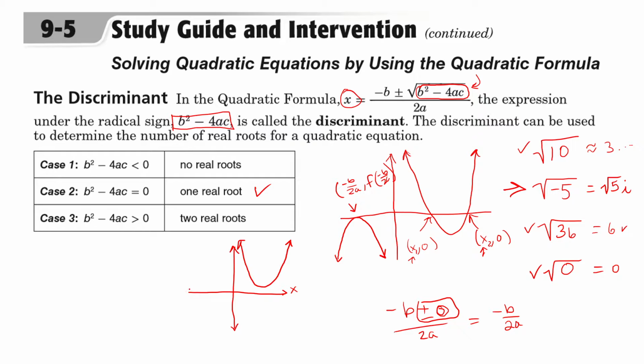All right, so those are your three options. You get no real roots, which means a negative under the square root. You get one real root, which means that you get a 0 under the square root. And then you get two real roots. Two real roots will happen when you have a positive number under the square root symbol. And you go a step further and say that if I have a positive perfect square like 36 or 100 or 25, then I have two rational real roots.